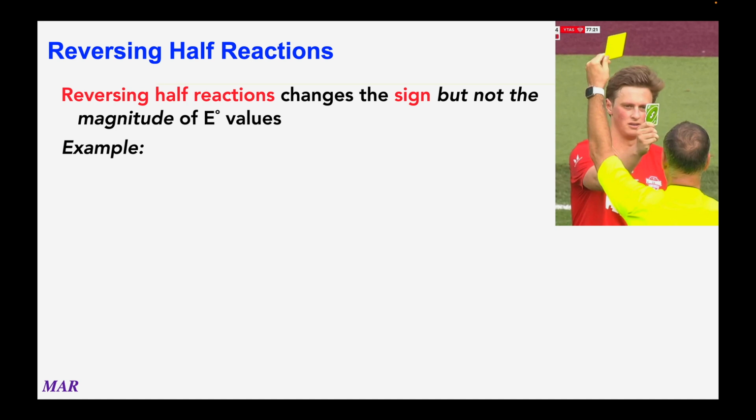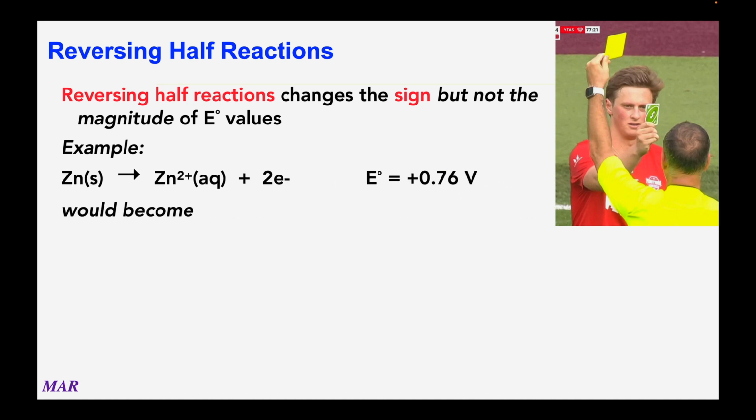E naught values. As an example of this, let's say that we have zinc going to zinc 2 plus plus 2 electrons. This is an oxidation, by the way. But anyway, let's say the cell potential is positive 0.76 volts, and we were curious what the cell potential would be if we reverse it. No problem. Take the reactants, make them products, turn the products into reactants, and flip the sign of E. So if you flip that reaction, it would be zinc 2 plus plus 2 electrons making zinc metal, and the E naught value would be minus 0.76 volts.